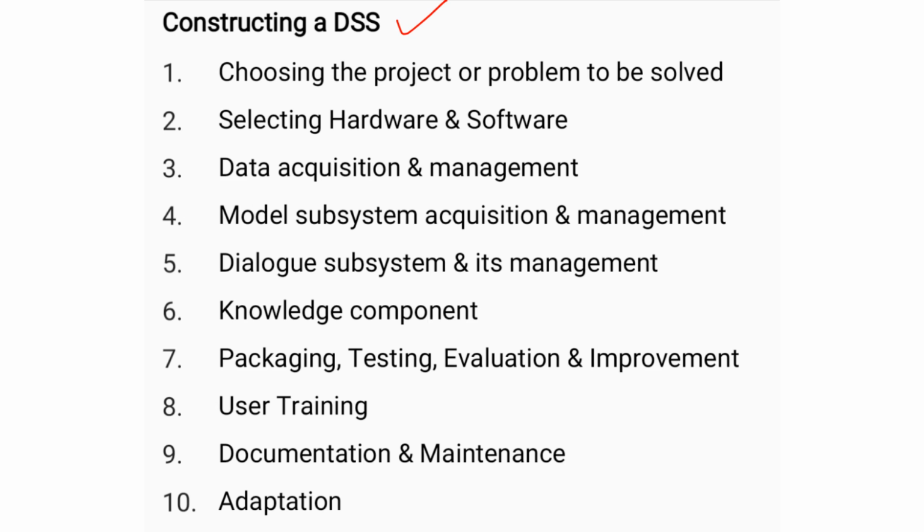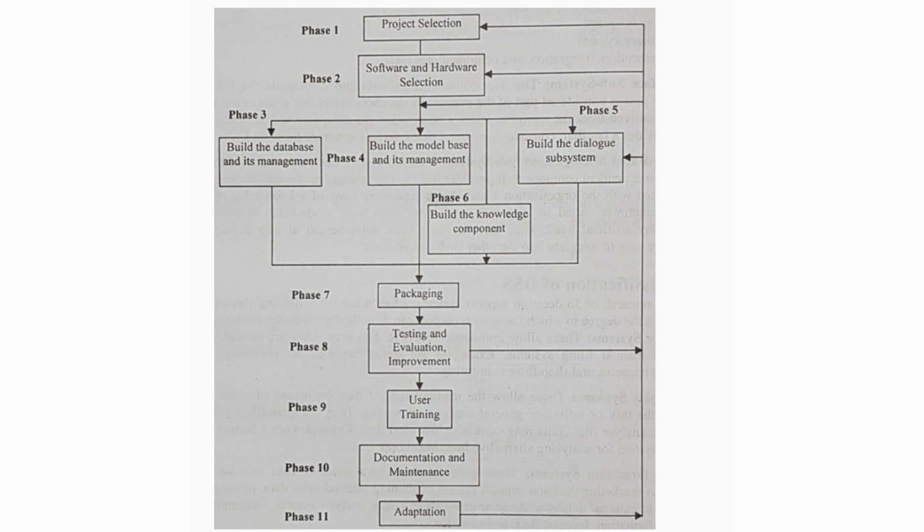That is choosing the project or problem to be solved. So to select a particular project or a problem which exactly the organization is facing and which you need to solve. So the very first point. The second will be selecting hardware and software. So from project selection it will be selecting hardware and software. So once you select a particular area, then you have to select suitable DSS software and hardware components.